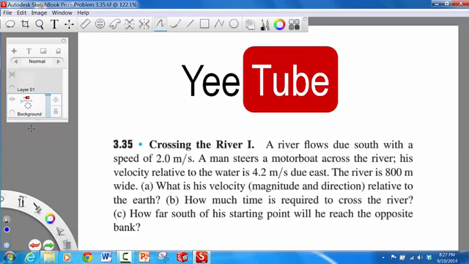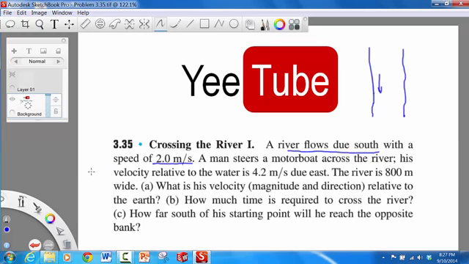So this is the first problem, problem 25. I got a river flowing south. This is the first thing that catches my eye here: it's a river flowing due south. So in my mind, I'll just sketch it up here. I'm going to have some kind of river, and it's going in this direction. And it says it's got a speed of 2 meters per second.